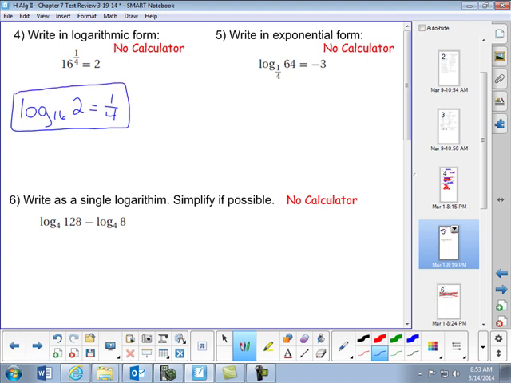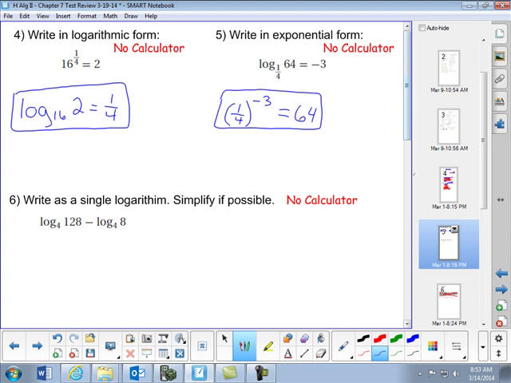Write an exponential form. Well, again, we're going to swoop. So 1/4. And this 1/4 should be in parentheses, so I know that both of these things are being raised to the negative 3rd power is equal to 64. 1/4 to the negative 3rd equals 64. Okay? Done.